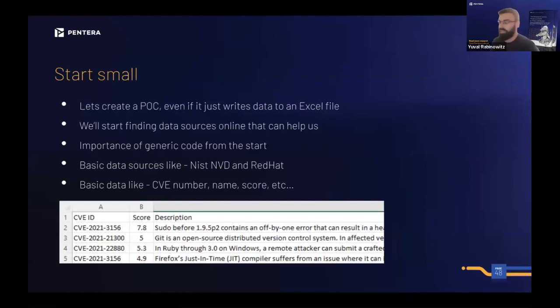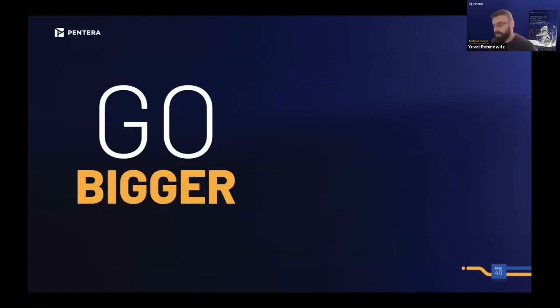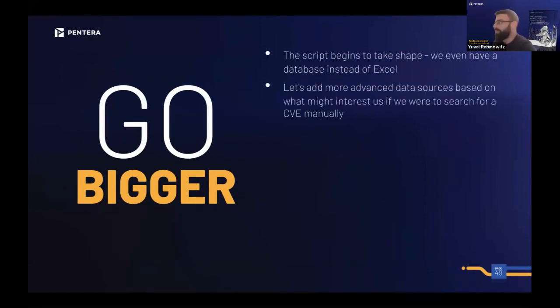Maybe you'll find interesting stuff. So at this point, you want to go bigger. You want to find the actual real data that can help you prioritize the CVEs, because what you have right now is not that interesting. So it begins to take shape. It begins to take shape when you have an actual database instead of using Excel.